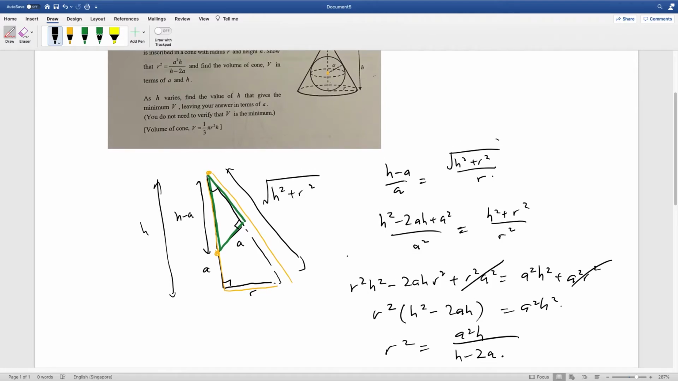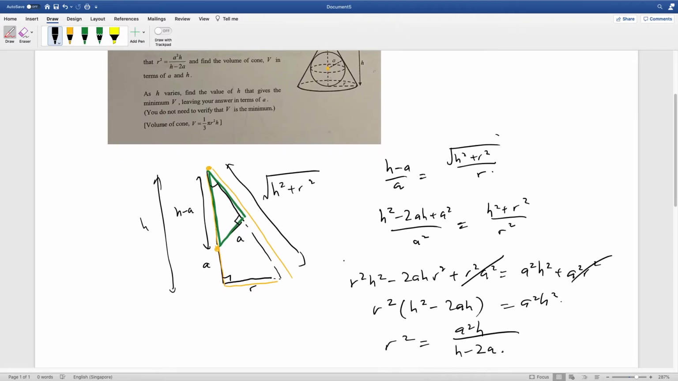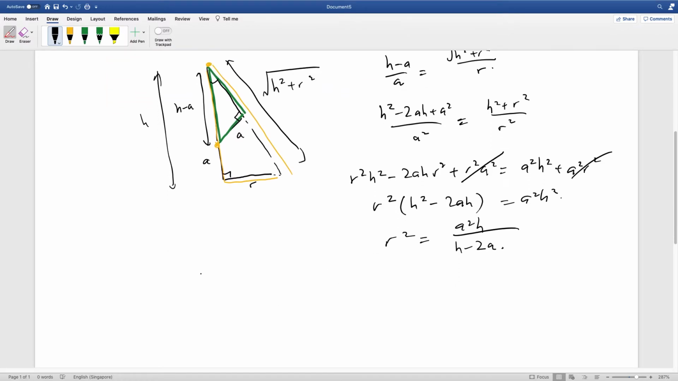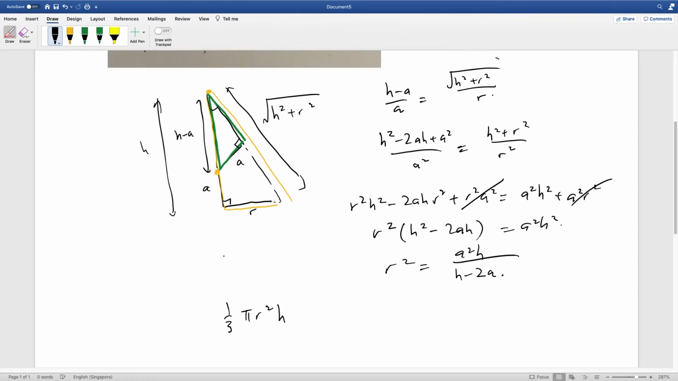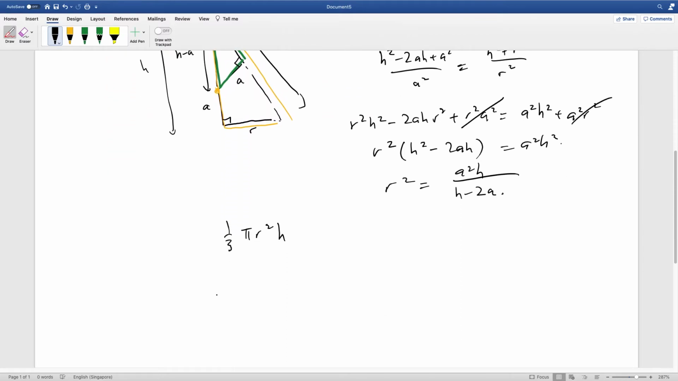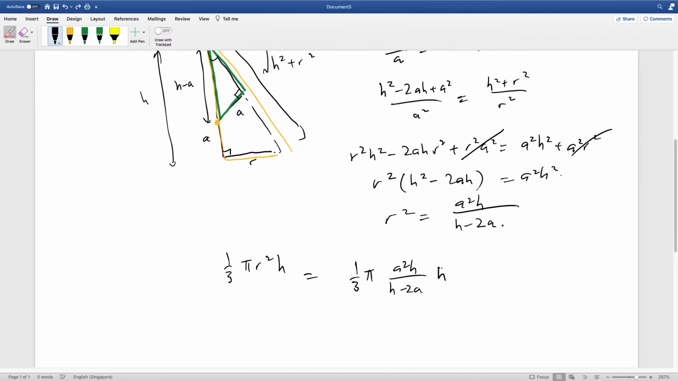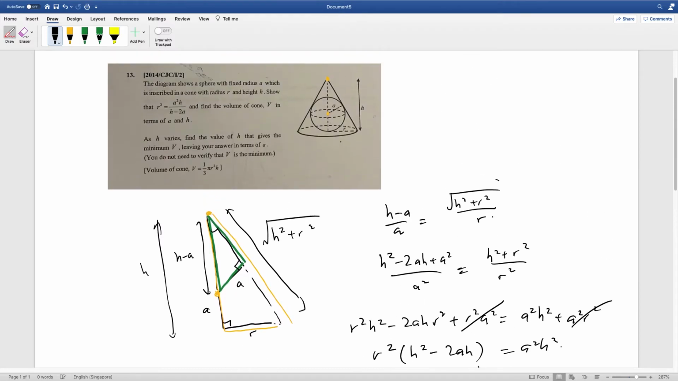Now we need to find the volume in terms of A and H. We already have R in terms of A and H. The volume of a cone is 1 over 3 pi R squared times H. Substituting it in, it would be 1 over 3 pi A squared H over H minus 2A, times H. So there would be H squared on the top. Let's just finish the question.